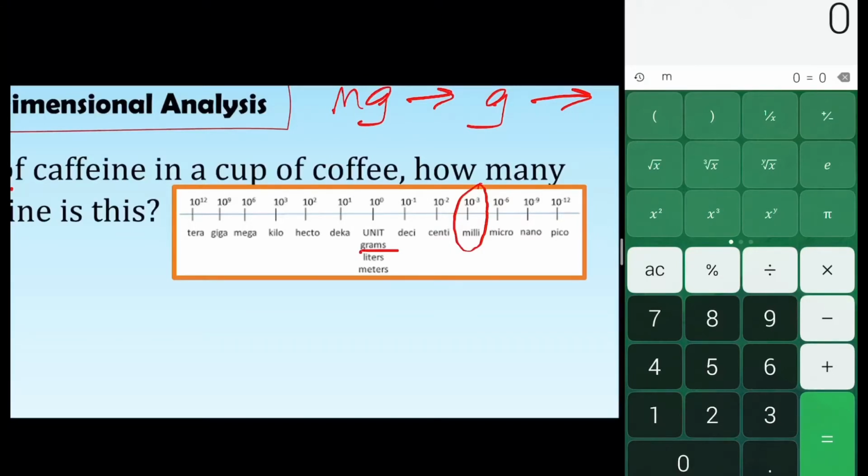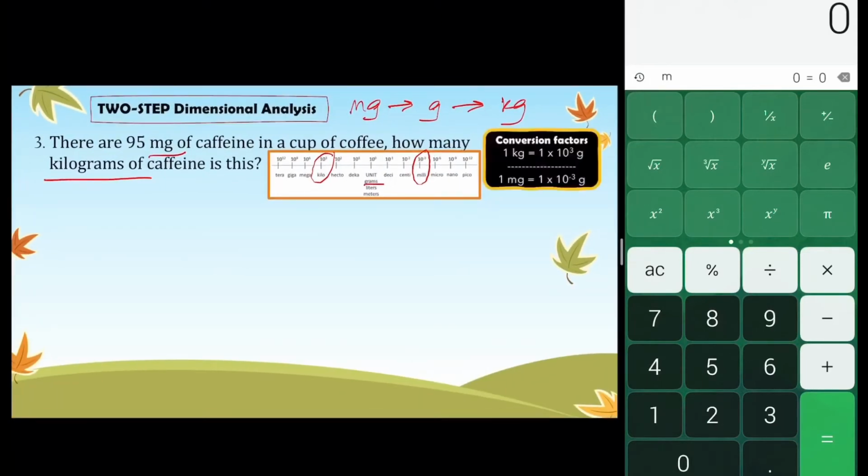And then the other prefix that is in this problem is the kilogram or kilo. So the way to interpret that is 1 kilogram equals 1 times 10 to the power of 3 grams, or 1,000 grams. There's our conversion factors. So we're going to begin by writing the given value down, 95 milligrams.